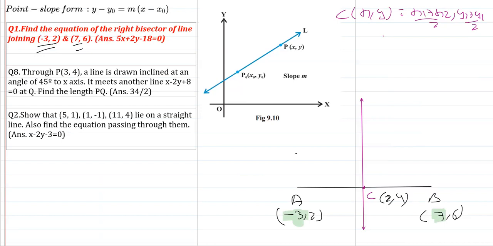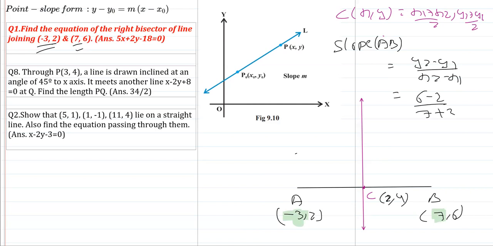Now next we will find the slope of AB. If I find this slope, here I'm talking about AB, using this relation, that is y2 minus y1 over x2 minus x1. What is y2 here? It is 6 minus 2, and x2 is 7 minus (-3), that is plus 3. So 6 minus 2 is 4, and this is 10. If I reduce, we'll get 2 over 5.